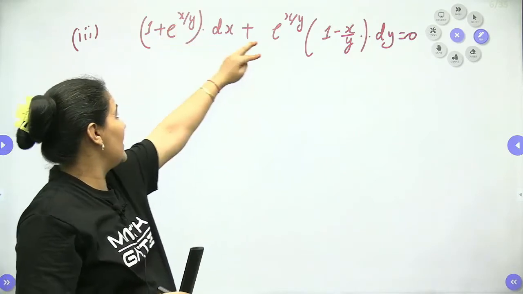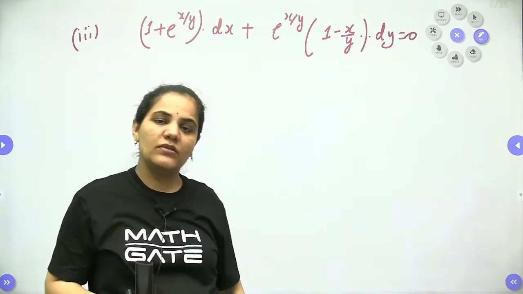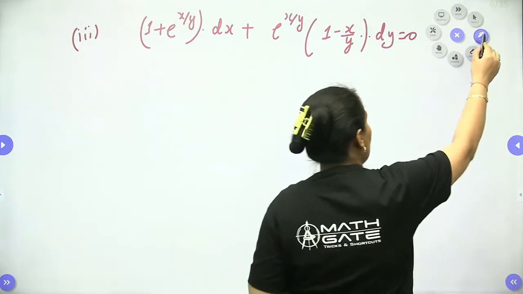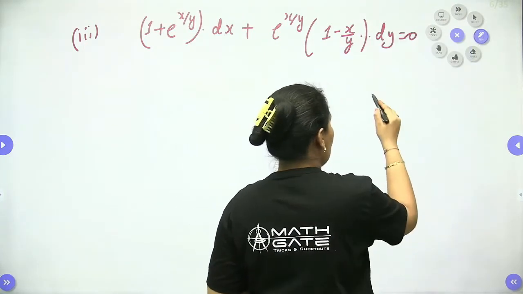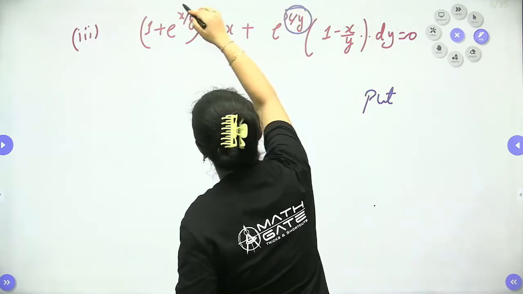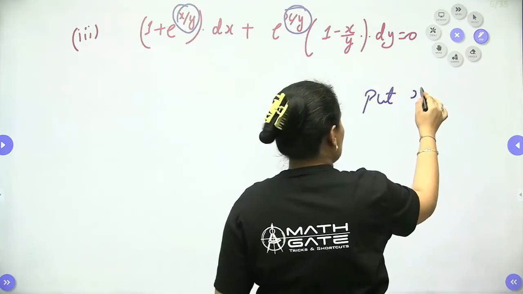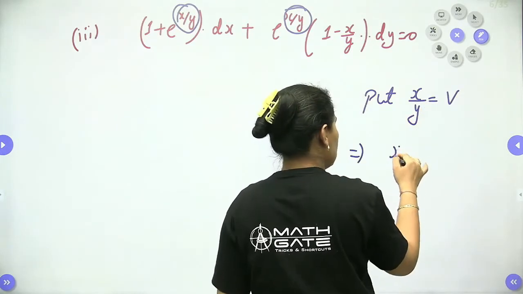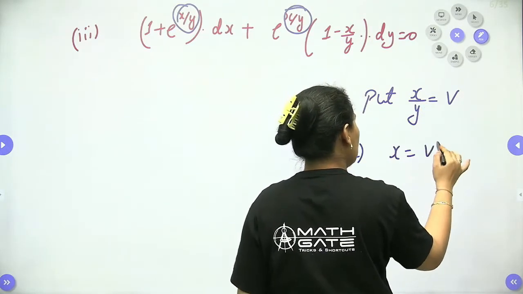Now here we have x by y, here we have x by y, and here also we will have x by y. So now we can easily approach, right? So what we have to do, whenever we have the exponential function, we have to put as it is the power, whatever the power is, the same definitely. So we have to put x by y is equal to v only. When we put it, it is nothing but x is equal to vy only.